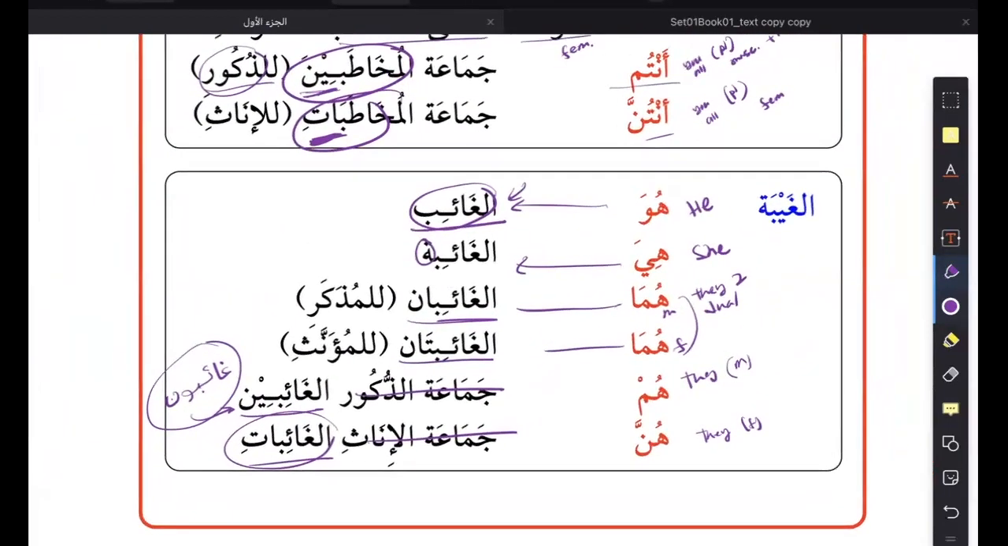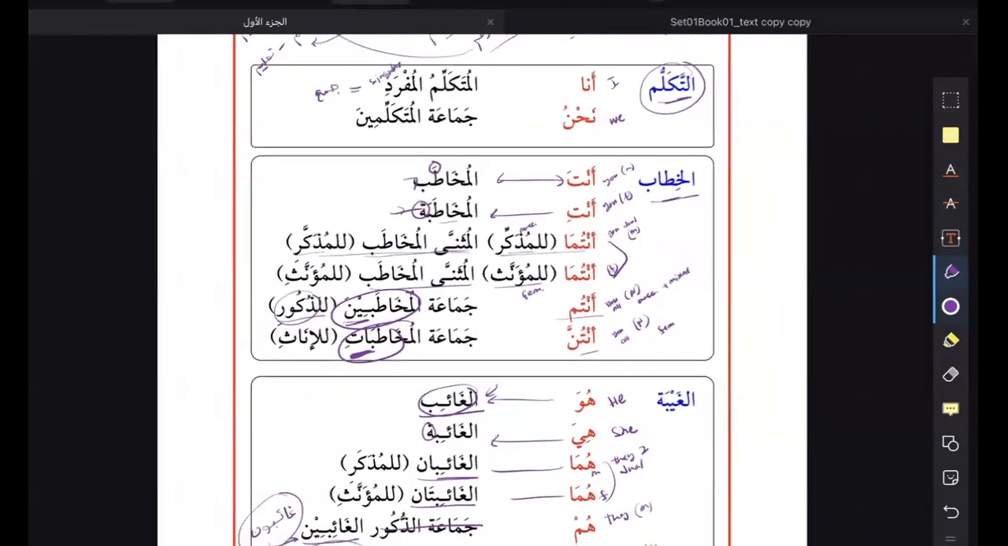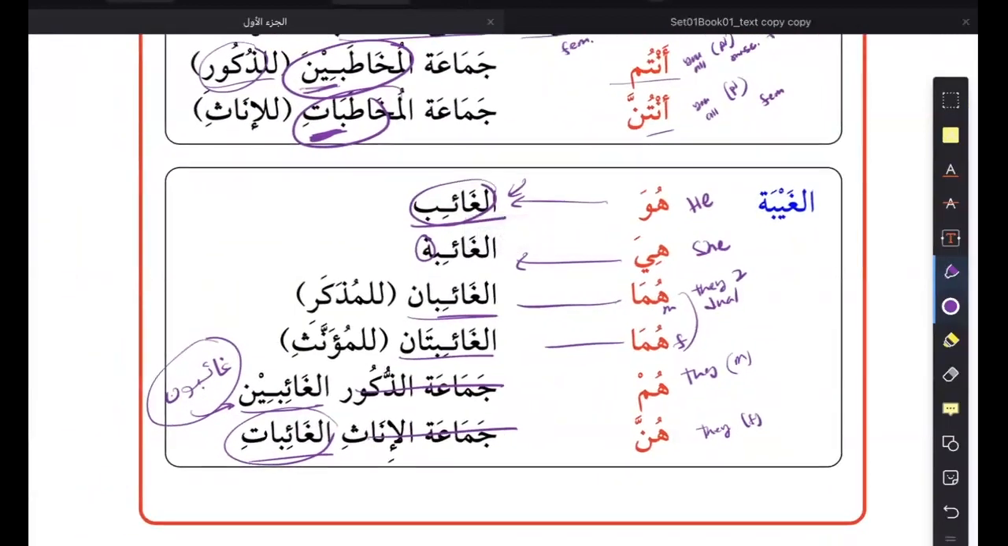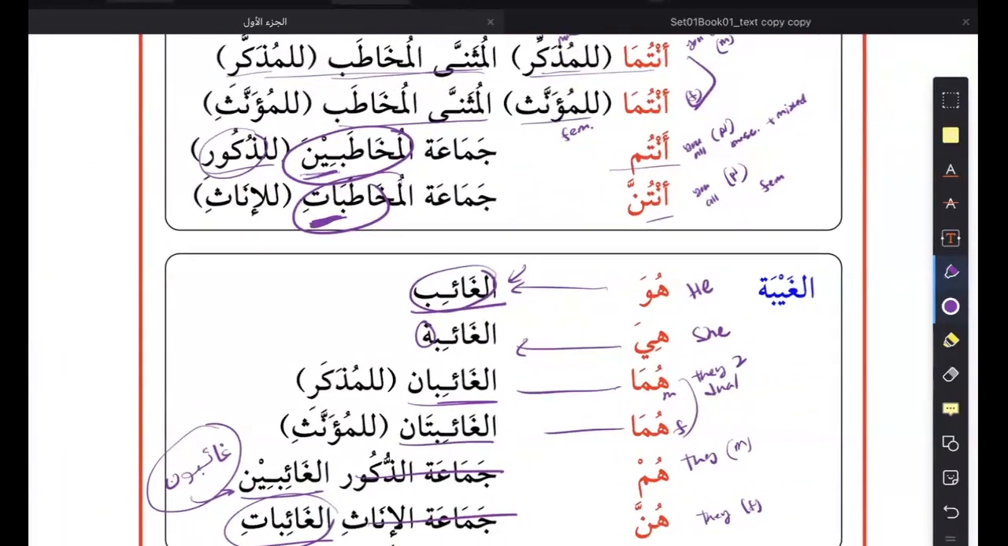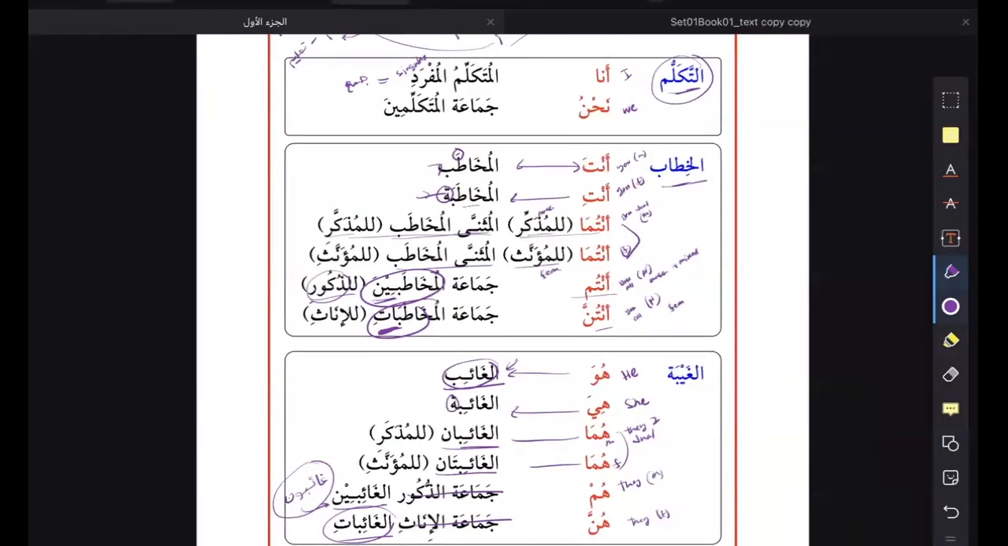Make sense? So these are all of your pronouns. Ana, nahnu, anta, anti, antuma, antuma, antum, antunna, huwa, hiya, huma, huma, hum, hunna. And I think some people in some books start from huwa. Huwa, huma, hum, hiya, huma, hunna. They go like this. It doesn't matter whichever you memorize, but the main thing is that you should memorize them and know them, and you should know that there are 12 unique pronouns, and we have 2 of them being repeated. So that means we have 14 possible situations.